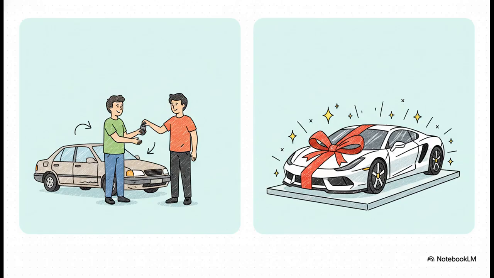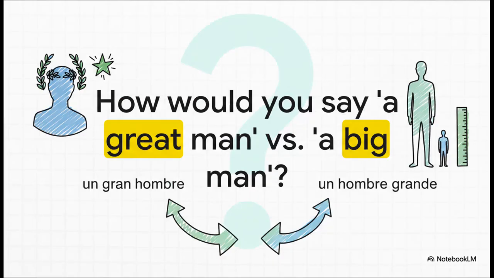It's amazing. Okay, pop quiz. Based on what we just learned, how would you say a great man, talking about his character, versus a big man, just talking about his size? Think about it for a second. Got it? A great man is subjective, so it goes before. A big man is a literal fact, so it goes after.